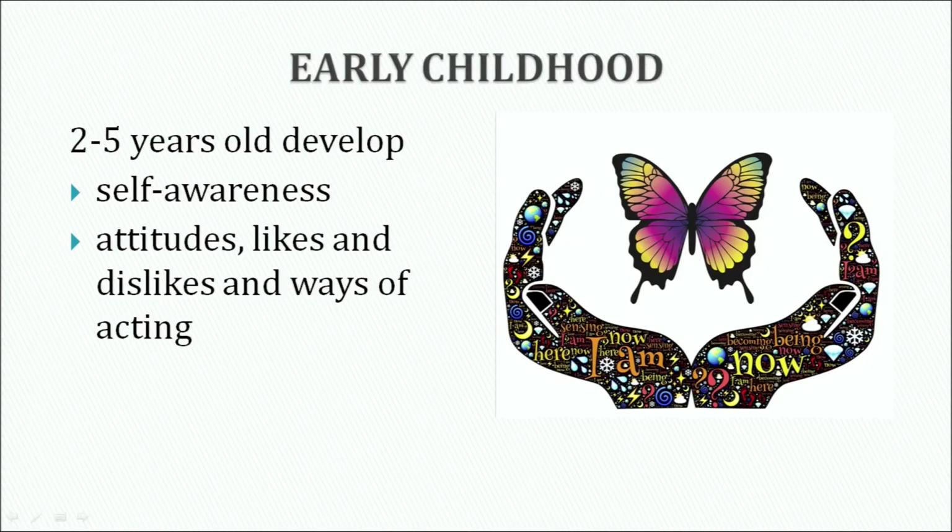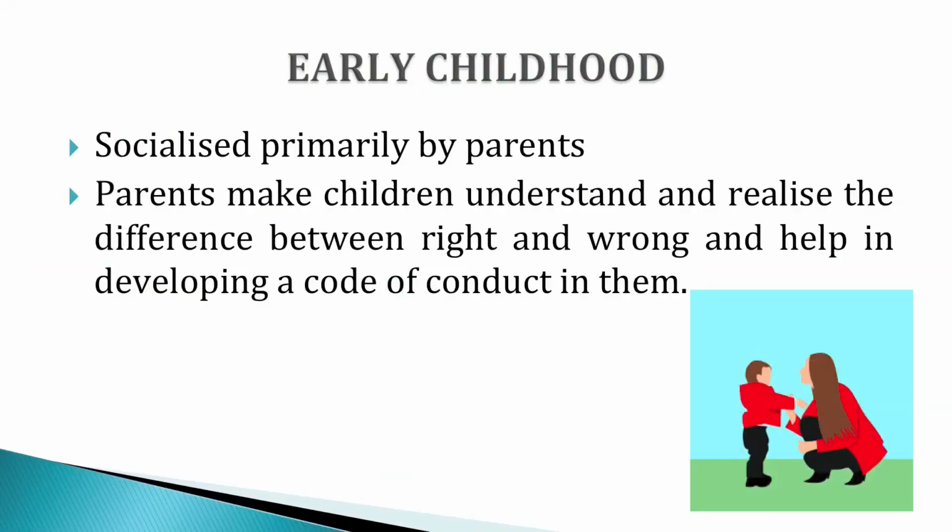Early childhood. The children develop self-awareness by the age of 2 to 5 years. They develop attitudes, likes and dislikes, and ways of acting. Socialization is the process by which children acquire skills to become responsible adults in their society. Children are socialized primarily by the parents, who make children understand and realize the difference between right and wrong and help in developing a code of conduct in them.